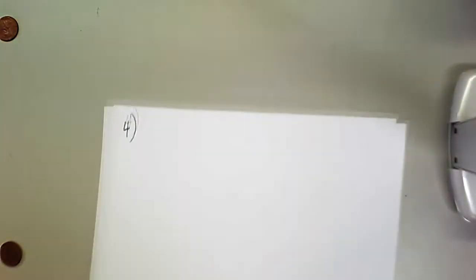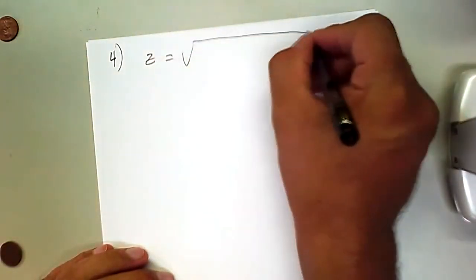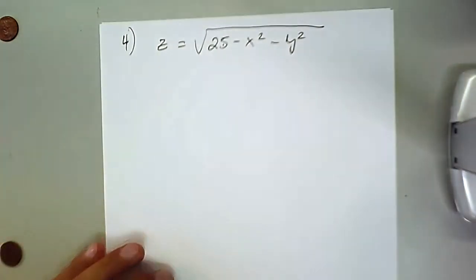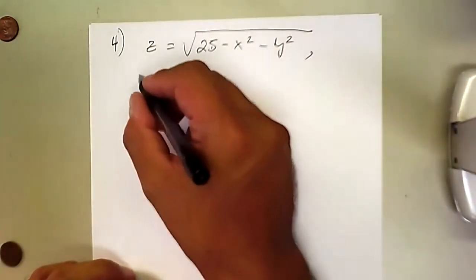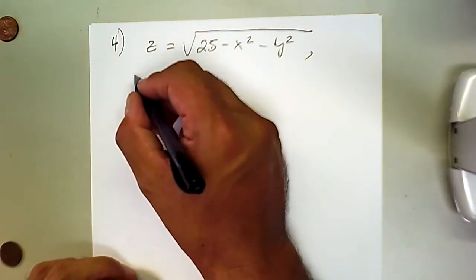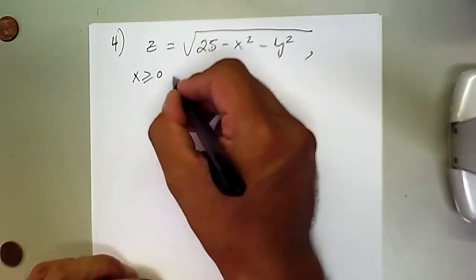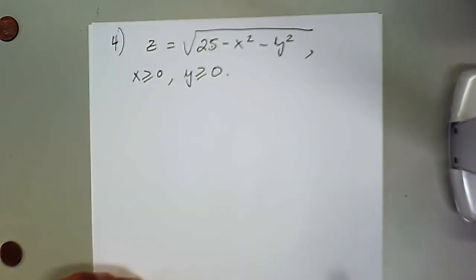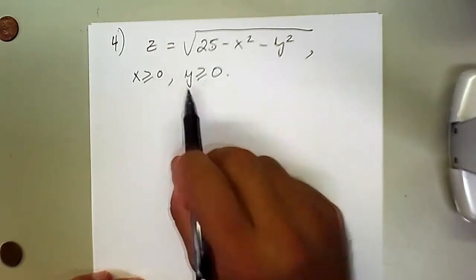Example 4. There's many examples we have to become familiar with. So start up with z equals the square root of 25 minus x squared minus y squared. And you're going to say, wait, didn't we just do that? No. Well, yes, but we're going to add domain. So comma, x is greater than or equal to 0, y is greater than or equal to 0, implies that we are only going to take values that fulfill this requirement, the extra requirement.